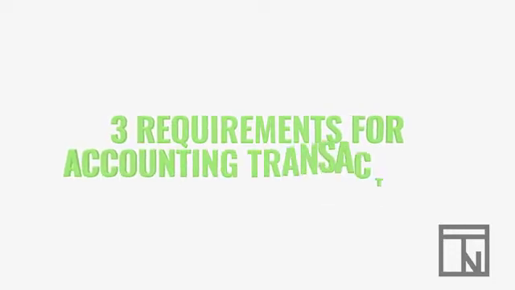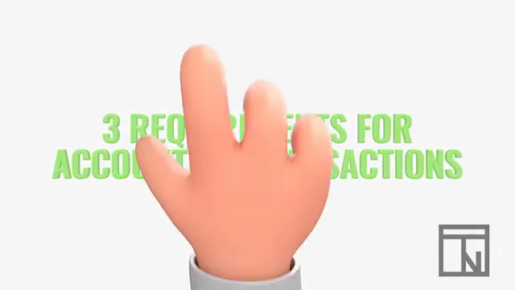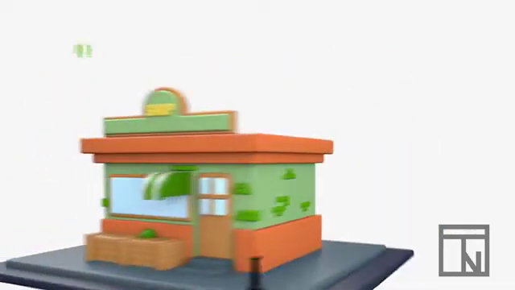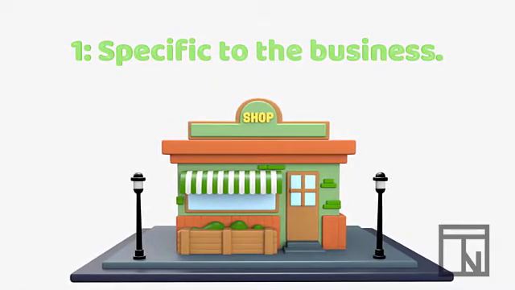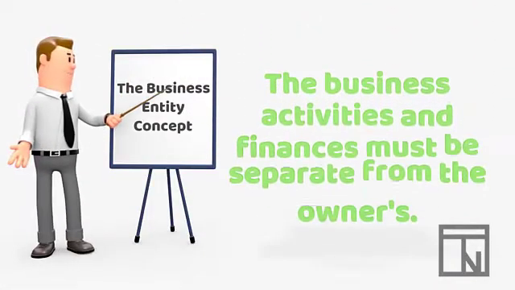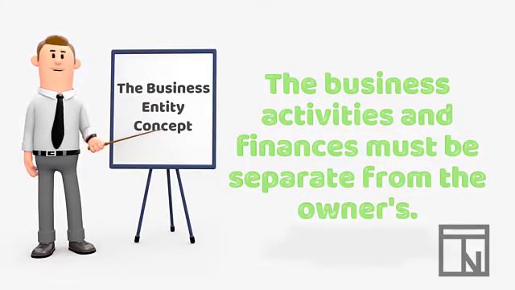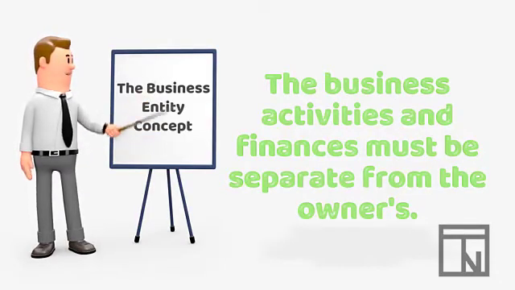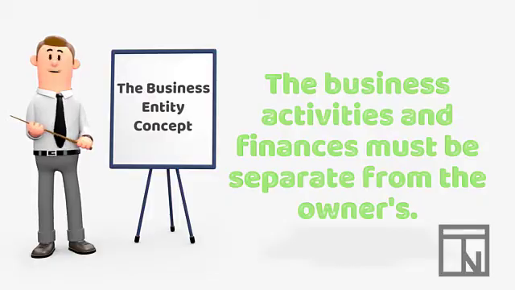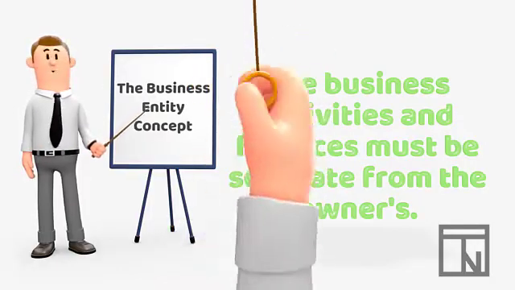There are 3 requirements for an activity to be considered an accounting transaction. First, the activity must be specific to the business. This means that the activity specifically involves the business in some way. If the activity only involves the owner, then it doesn't count. Remember that this is one of our GAAP rules we learned earlier. We need to keep the business activities and finances separate from the owners. That's the business entity concept.